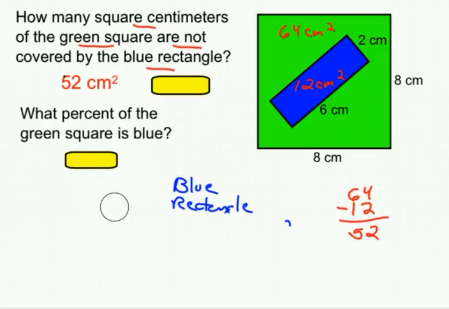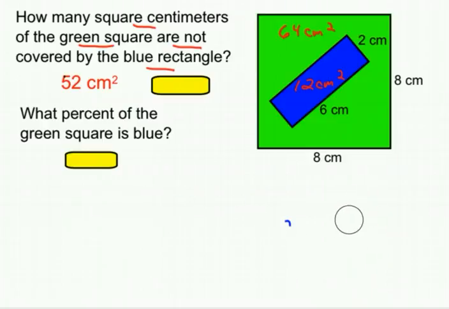The next question asks, what percent of the green square is blue? Oh, so now we want to know what percentage is 12 of 64? So what we're going to do is write a fraction, okay? And our fraction is going to be 12 over 64. Okay, so we have 12 square feet for blue and 64 total square feet for the whole green square. So now we can take this and turn it into a percent.